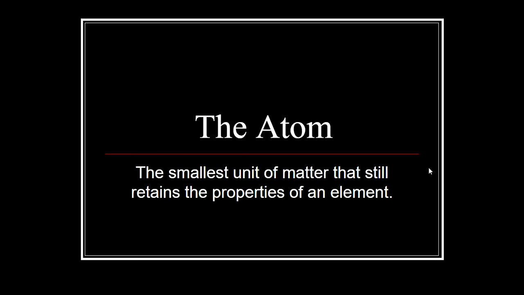The atom is the smallest unit of matter that still retains the properties of an element, meaning that we can take oxygen and break it down to its smallest part, which would be an atom of oxygen. If I break up that atom of oxygen, it's no longer oxygen, it's something else. And so the atom is the smallest we can get without changing the identity of that particular element.